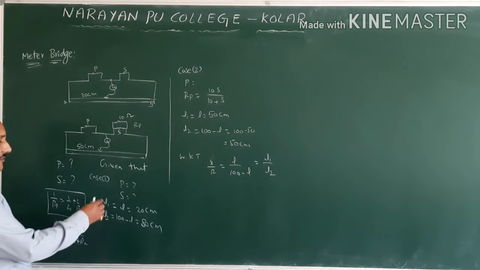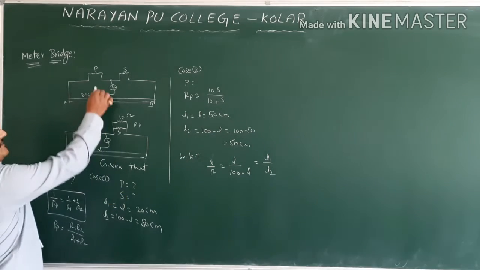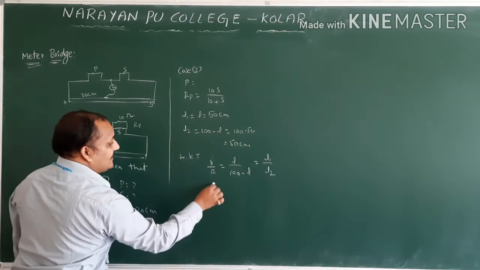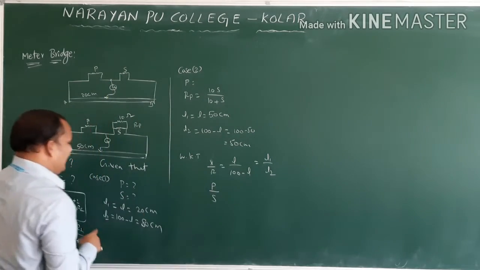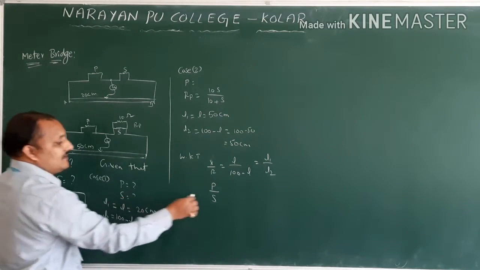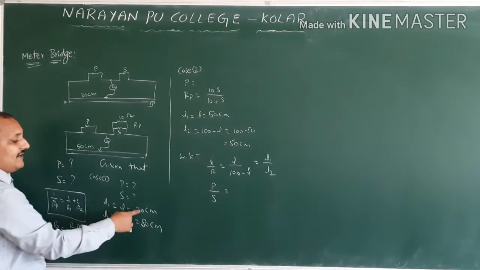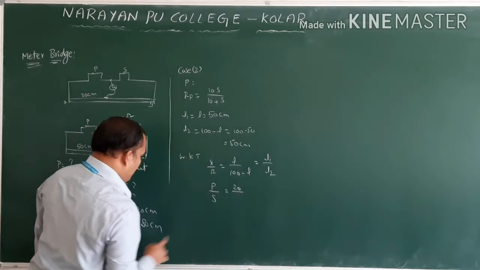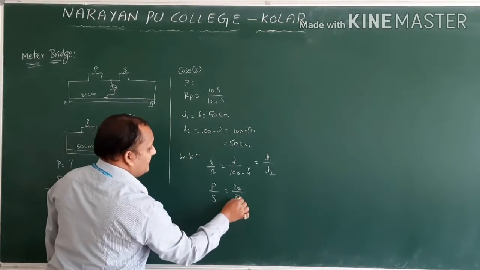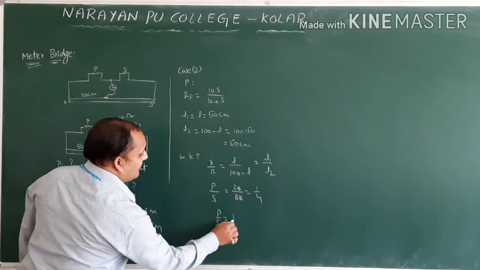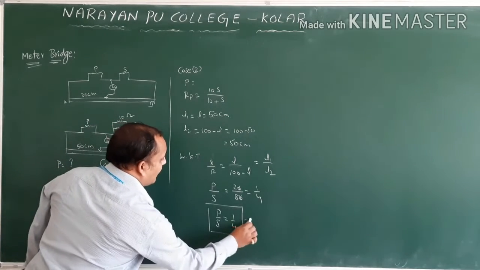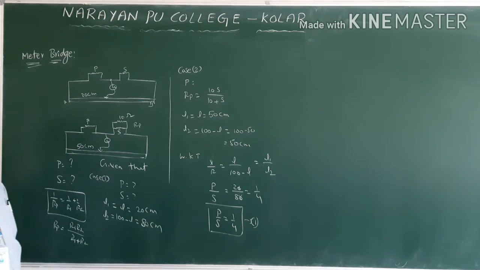In case 1, what is the left gap resistance? In case 1, it is P. Therefore, in place of X, P. In place of R, right gap resistance, that is nothing but S. So P by S is equal to L1 by L. L1 is 20, L2 is 80. How much? 1 by 4. P by S is equal to 1 by 4. Call it equation number 1.